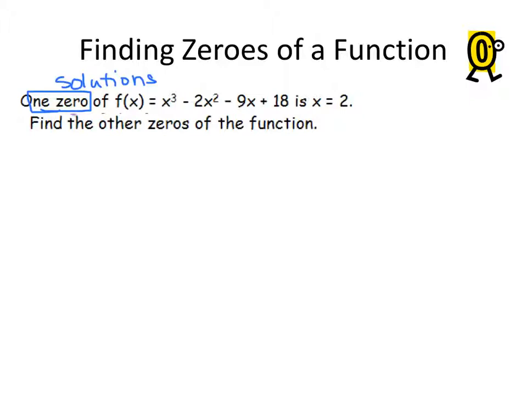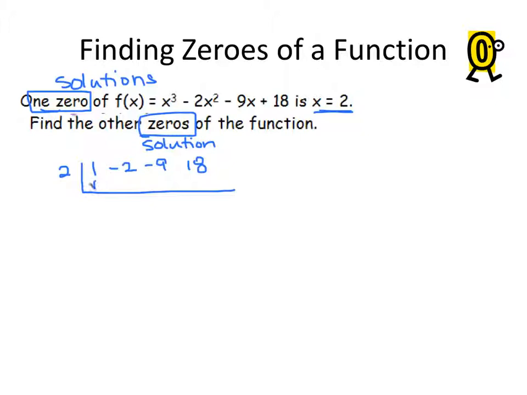All right, so again, zeros means solutions. So it's saying one of the solutions is 2, and find the rest. So they already did the work for us. Usually we have to set it equal to 0 and solve, but they already did it for us. So that was nice of them. So we just go ahead and start with 2, list the coefficients, and drop down the first term, 1, multiply, add, multiply, add, multiply, add.